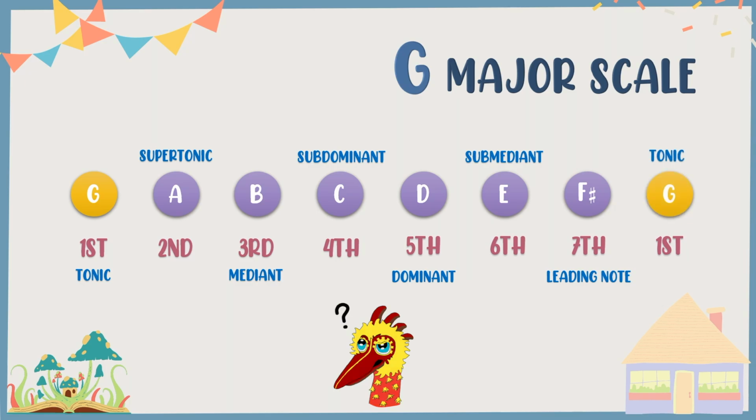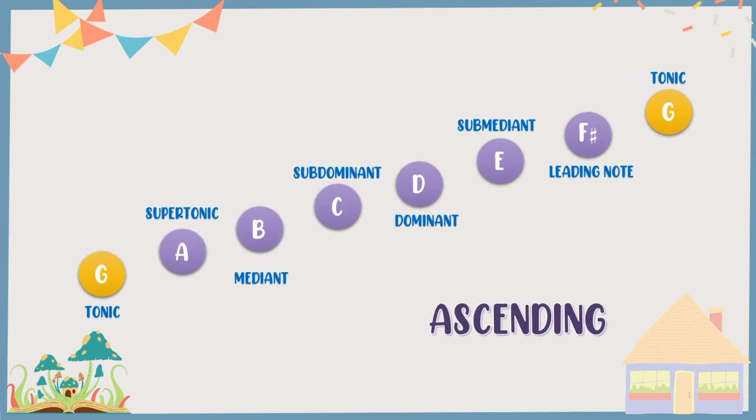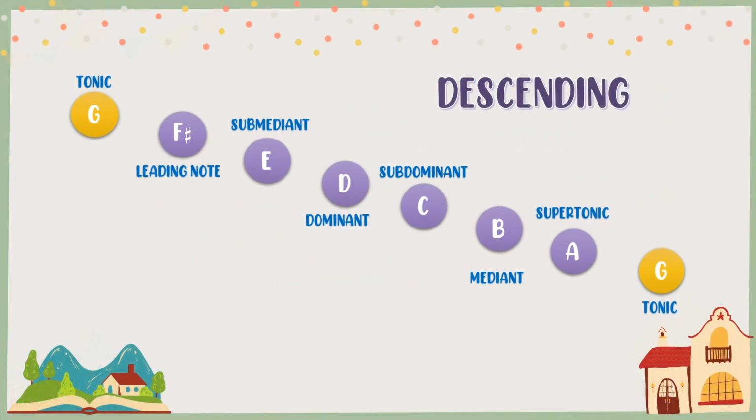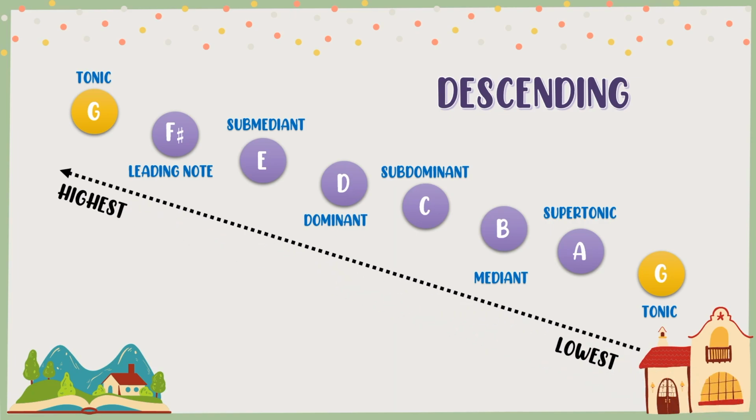Got it. But wait, this sequence of scale degree is in ascending order. From lowest to highest sound, it's tonic, supertonic, mediant, subdominant, dominant, submediant, leading note, and back to tonic. When it's in descending order, the technical names follow the note: tonic, leading note, submediant, dominant, subdominant, mediant, supertonic, and lastly, tonic. This is the reverse order of the lowest note to the highest.